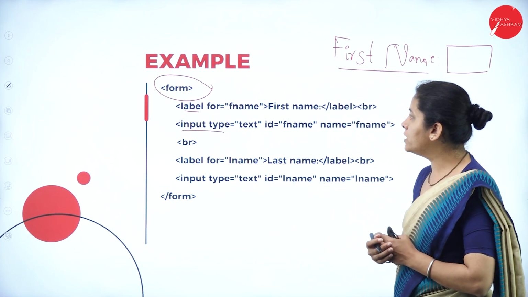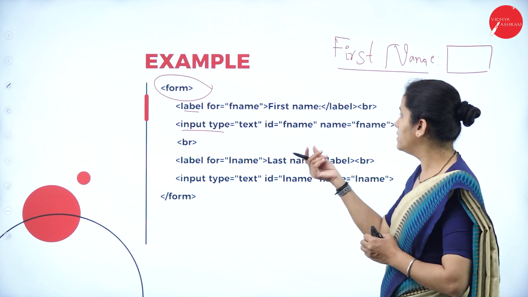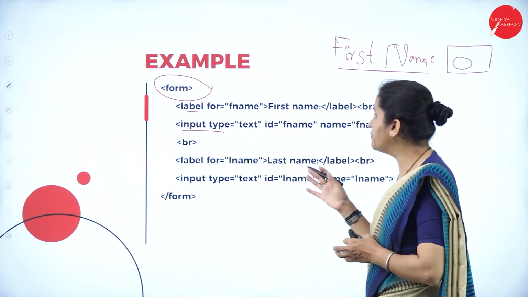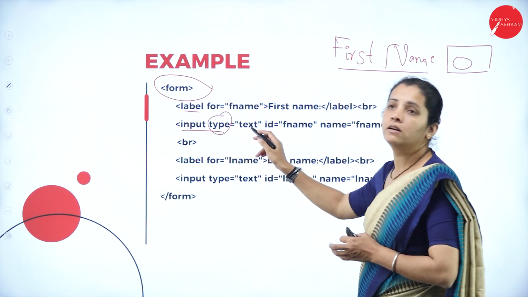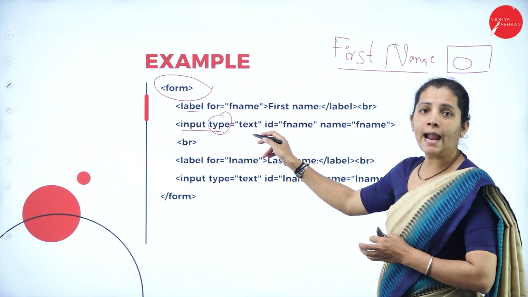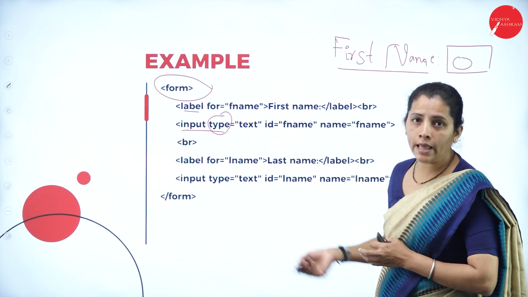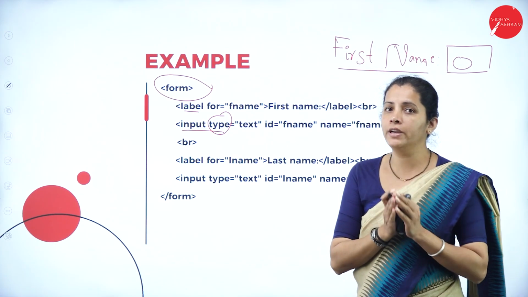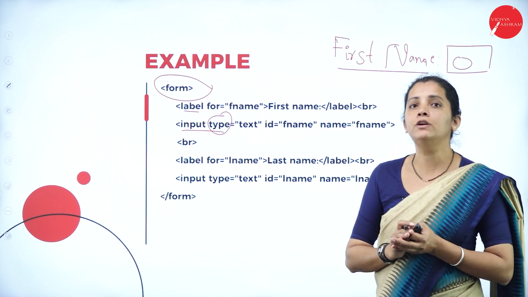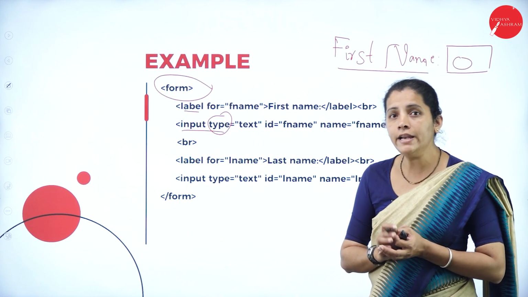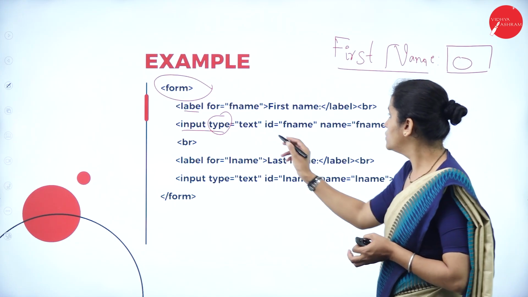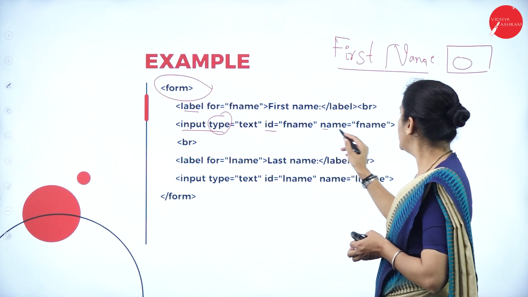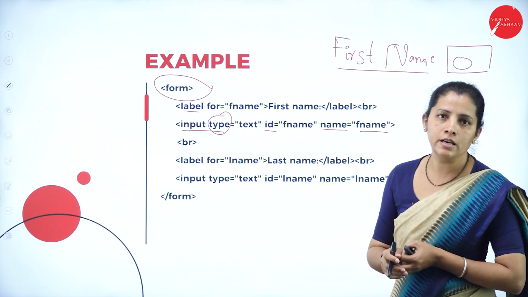Next, input type. What is input type? I must have the text box, text field, so the type is text. And in my form, if I use more than two text fields, I want to identify each text field uniquely. For that, I'll assign an ID for each text field. So ID is first name, and name is nothing but fname.